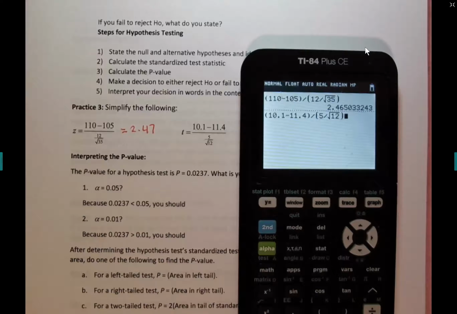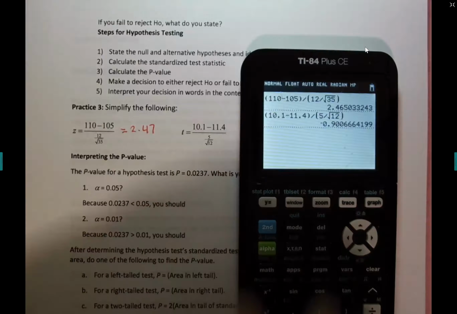You can write it down in your notes that this is what we're doing exactly. That's going to be a negative answer. Usually T is to 3 decimal places. So if you do 3 decimal places, it will be negative 0.901.